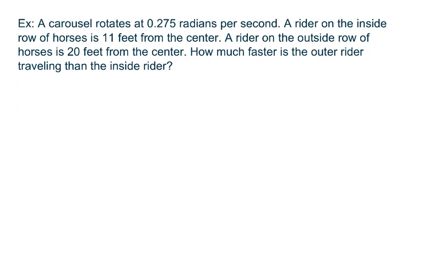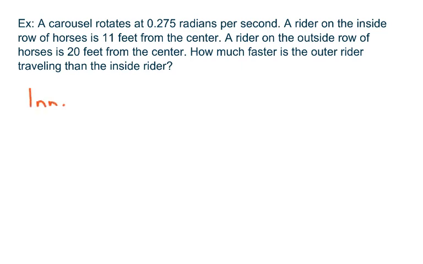A carousel rotates at 0.275 radians per second. A rider on the inside row of horses is 11 feet from the center, and a rider on the outside row of the horses is 20 feet from the center. The question here is, how much faster is the outer rider traveling than the inside rider? So what I think we need to do is figure out the linear velocity of both riders, and then we'll just find the difference, because that's really what it's asking for: how much faster, or what's the difference between the two velocities.